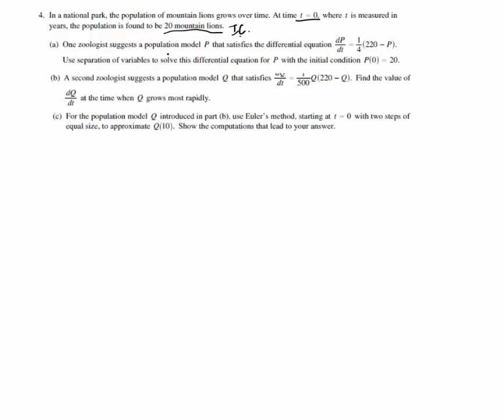So one zoologist suggests a population model P satisfies the differential equation dP/dt is equal to 1/4 parentheses 200 minus P. So now I know this is just a regular differential equation because there's just one P. There's not a P outside factored out and a P inside the other factor like you have down here.